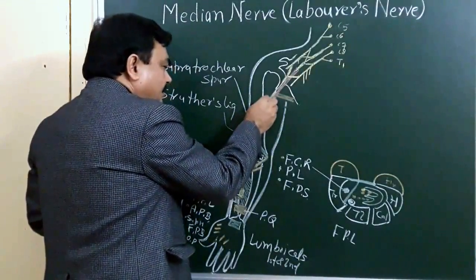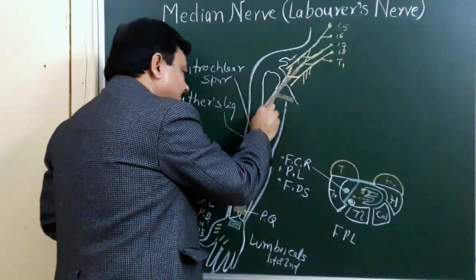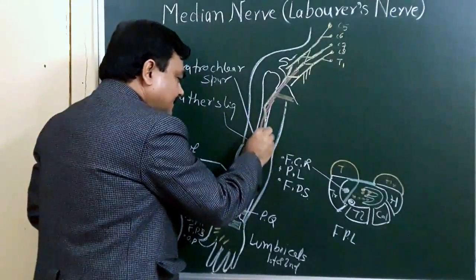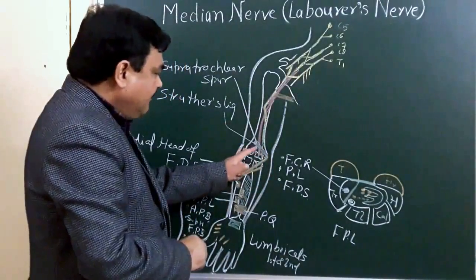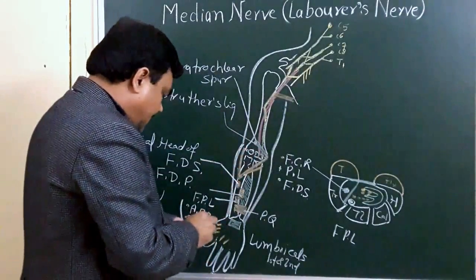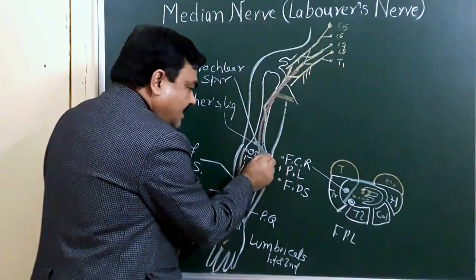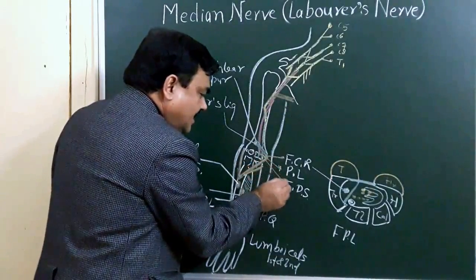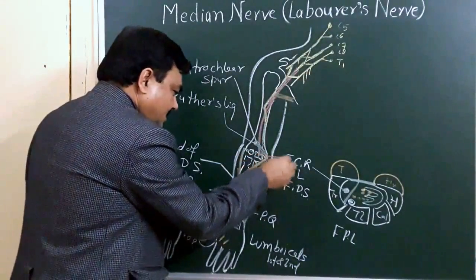Now in the middle of the arm, it crosses the brachial artery from lateral to medial side like this. Now its position is medial. If Struthers' ligament is present, it passes deep to Struthers' ligament. In the cubital fossa, it gives branches to the elbow joint, and to the muscles flexor carpi radialis, palmaris longus, and flexor digitorum superficialis.